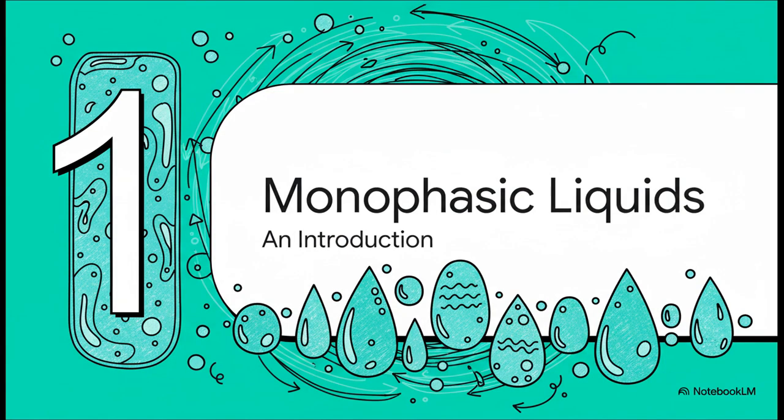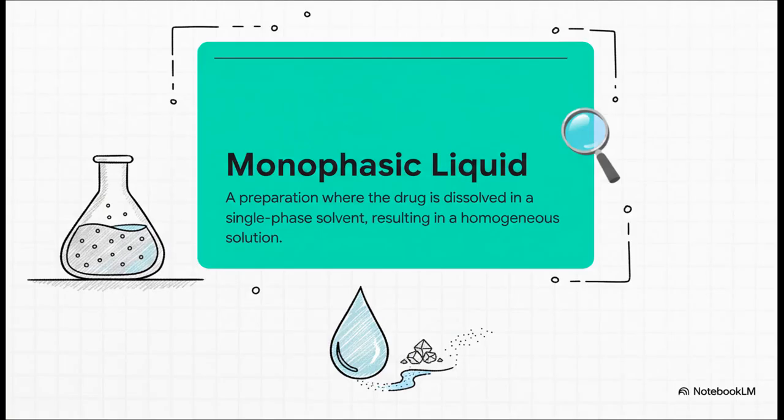All right, first things first. Before we can even talk about ear drops or nasal sprays, we have to get on the same page about what a monophasic liquid actually is. Let's build that foundation. So, what does that really mean in simple terms? Well, think about adding salt to water. You stir it, and the salt disappears, right? It's completely dissolved. You can't see the individual particles anymore. That's a monophasic solution. It's one single uniform liquid phase. The key words here are clear and homogeneous.